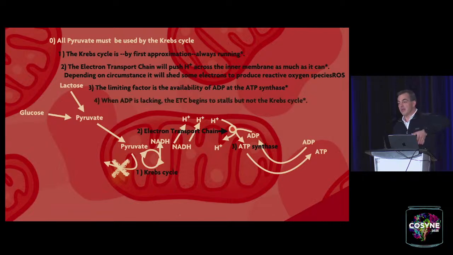So the entire mechanism is being throttled at the very end of it. When ADP is lacking, the ETC begins to stall, but not the Krebs cycle, okay? So the Krebs cycle is running, you have one foot on the brake and the other one is on the gas. Okay, and what happens then is that these protons are starting to accumulate on the outside of the inner membrane because the ATP synthase doesn't have any more ADP to make ATP out of.